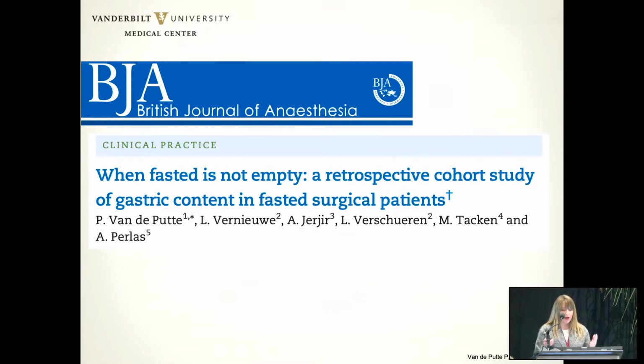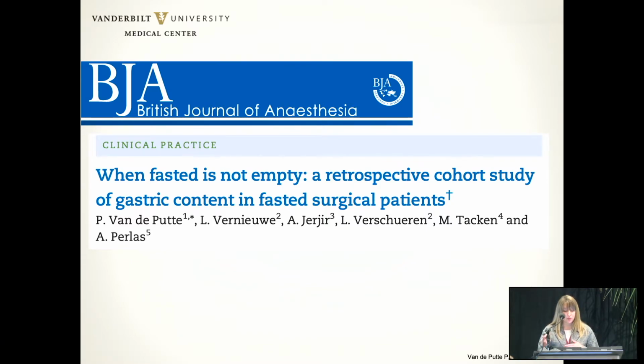So in applying this to clinical practice, I wanted to look at a few things here. This group, which published in the British Journal of Anesthesia, looked at over 500 patients with ultrasound who presented for elective surgery, and they all followed the fasting guidelines that we looked at earlier. While I'm not advocating scanning healthy patients who present for elective surgery, I wanted to illustrate what they found here because I think it's really important.